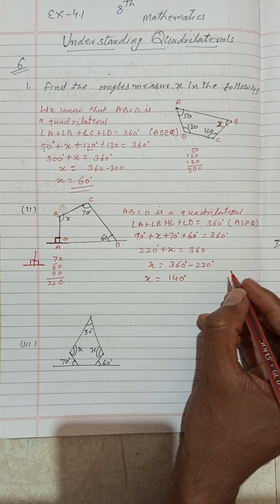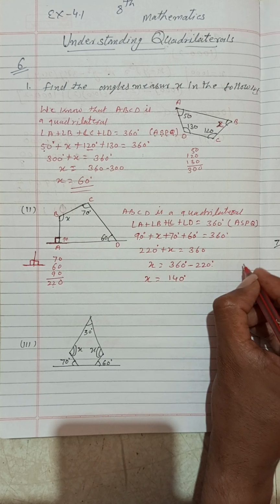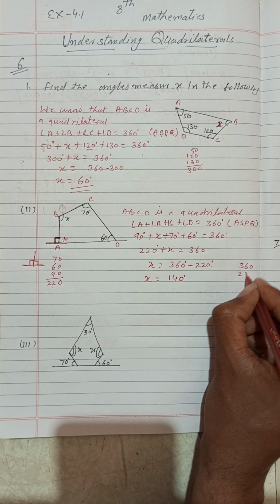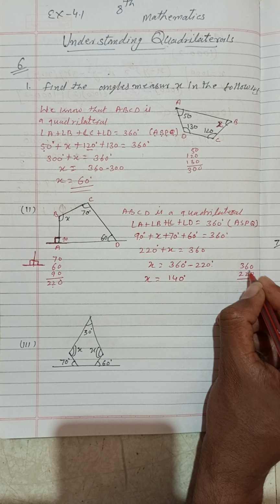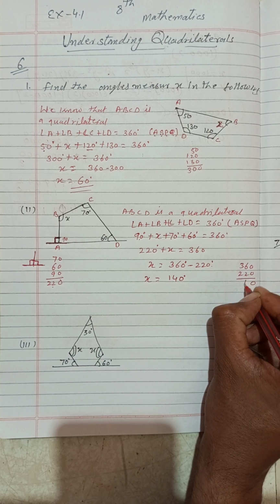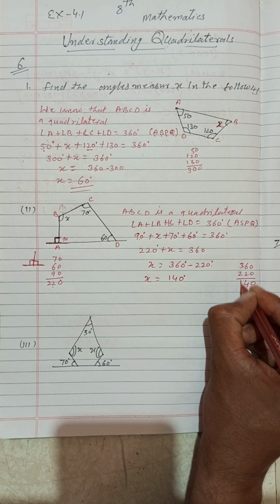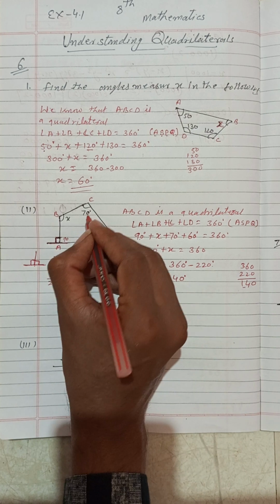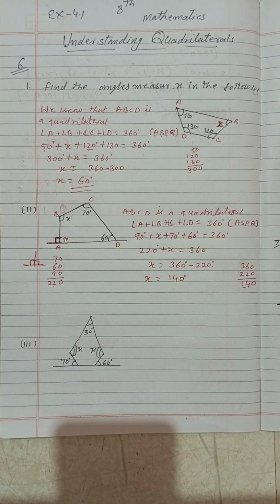140 degrees. See, here we can write it like this. 360 minus 220: 0 minus 0 is 0, 6 minus 2 is 4, and 3 minus 2 is equal to 1. So 140 degrees. The value of angle x is what? 140 degrees. Let's take the third question.